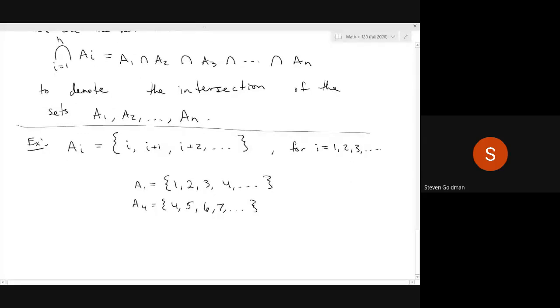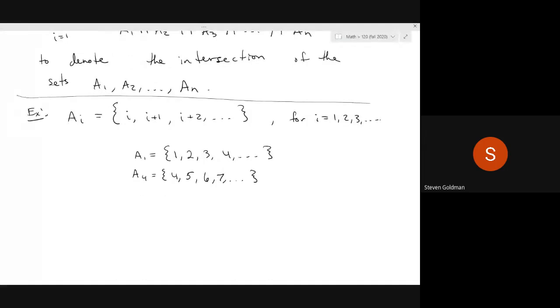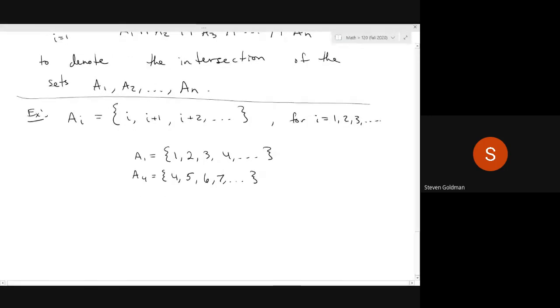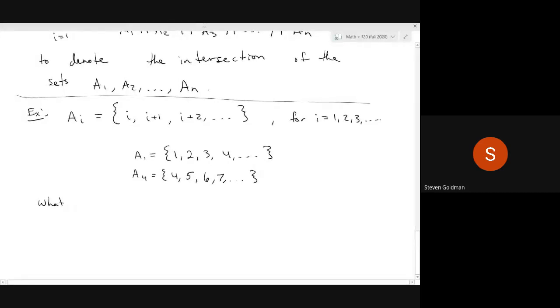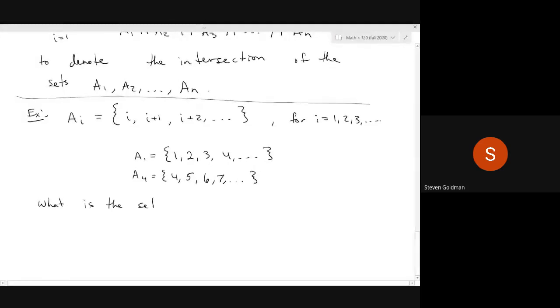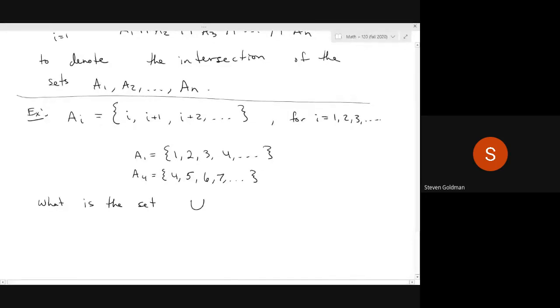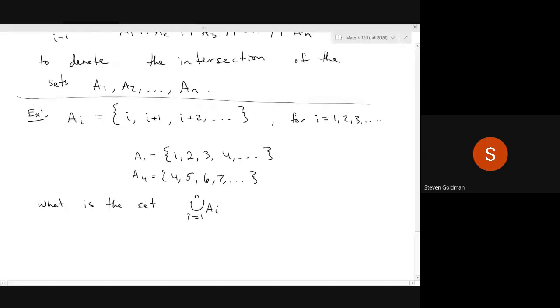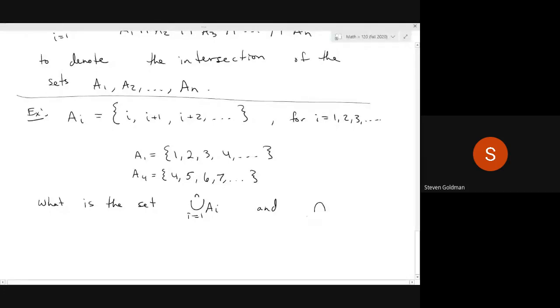So the question is, let's see if we can evaluate the following sets. Let's ask it this way. What is the set that is the union of all these sets? So what is the union of A sub I from I equals 1 to n? What is that equal to? And what is the intersection of all of these sets? So the intersection from I equals 1 to n of A sub I. What are those two sets?